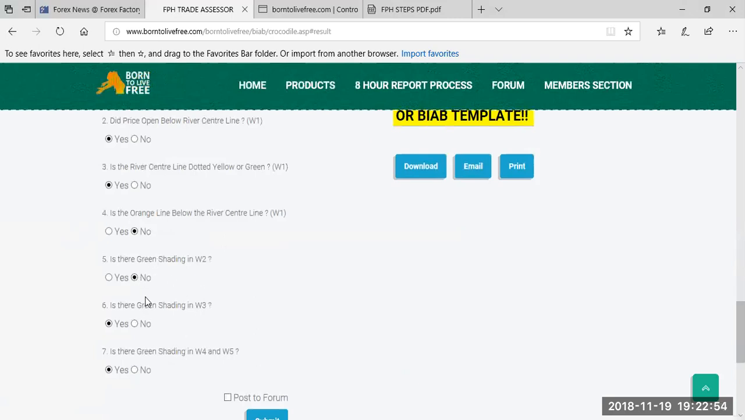Once we get past all the window 1 questions, we go to windows 2, 3, 4, and 5. The 5th question is, is there green shading in window 2, yes or no? 6, is there green shading in window 3, yes or no? And the last one is, is there green shading in W4 and W5? Obviously they both have to be green or both have to be pink. If they aren't, it's going to be a no. You need both of them to be the right color, and if it's not the right color, there won't be a trade.